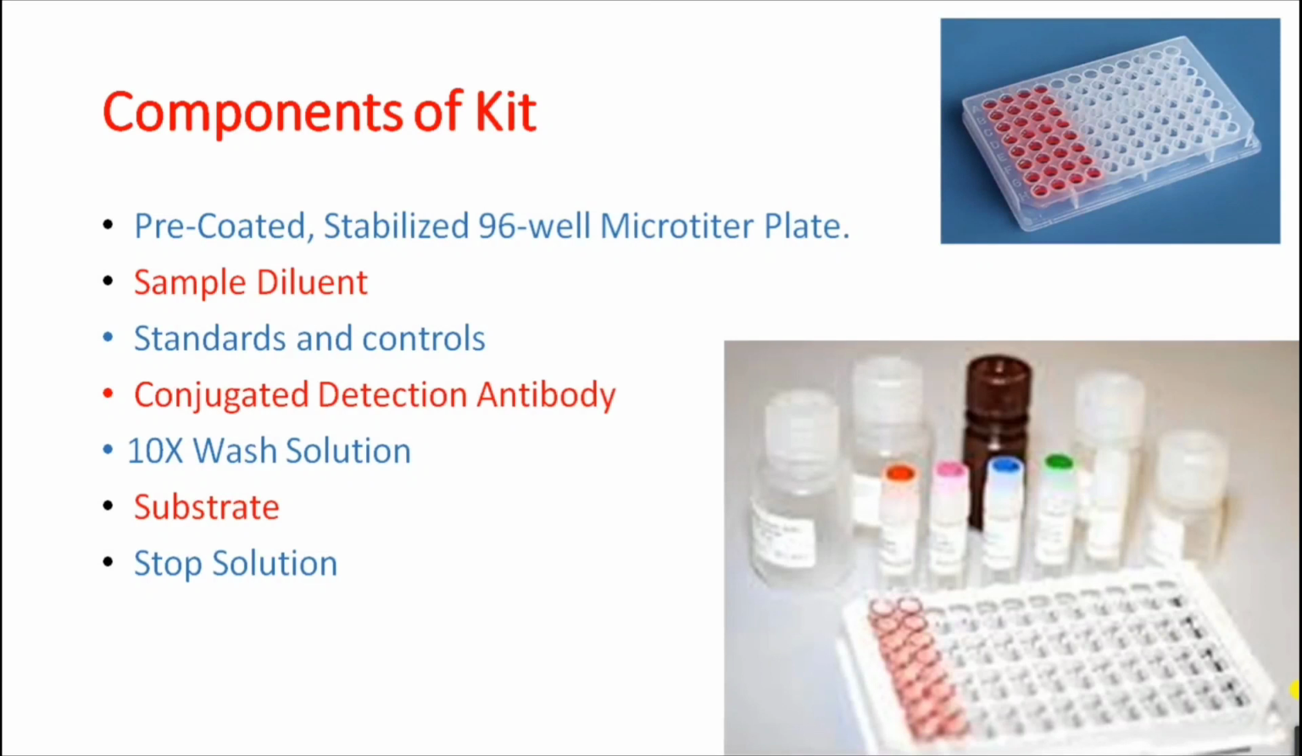Usually the components of the kit would be a pre-coated or stabilized 96 well microtiter plate, sample diluent, standards and controls, conjugated detection antibody, 10 ml of wash solution, substrate and stop solution. Here what you are seeing is an ELISA plate and these are called the ELISA wells. Each microtiter plate has 96 wells.